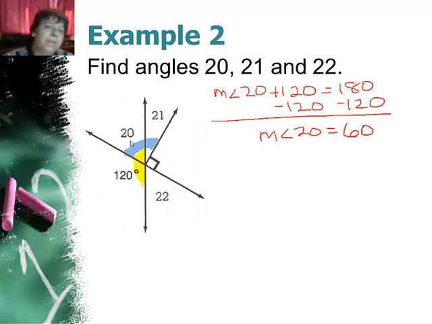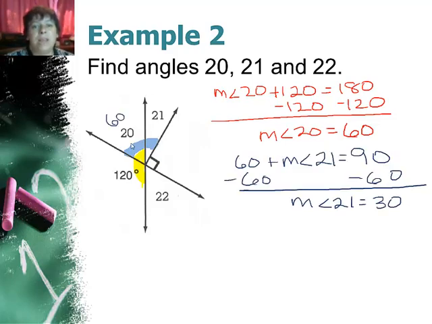Now I look at another pair here. I can tell that this angle with the square in it is a right angle, which means these other two angles also have to form a right angle. So angle 20 and angle 21, since I know angle 20 is 60, I put 60 in, they have to add up to 90 degrees. 60 degrees plus the measure of angle 21 is 90. I can subtract 60 from both sides, so I can solve for the measure of angle 21. And I get that the measure of angle 21 is 30 degrees.